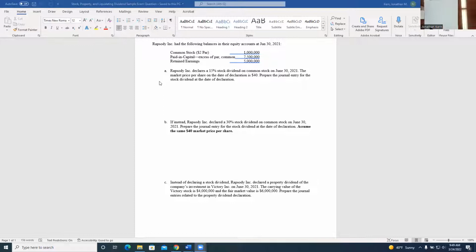So A says Rhapsody Inc. declares a 15% stock dividend on common stock on June 30th, 2021. The market price per share on the date of declaration is $40. We're going to prepare the journal entry for the stock dividend at the date of declaration.